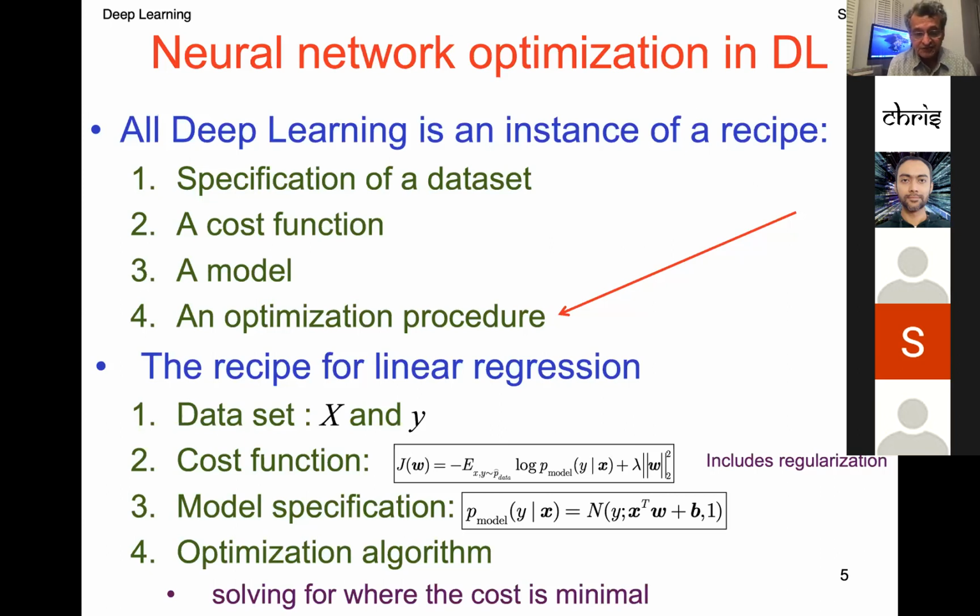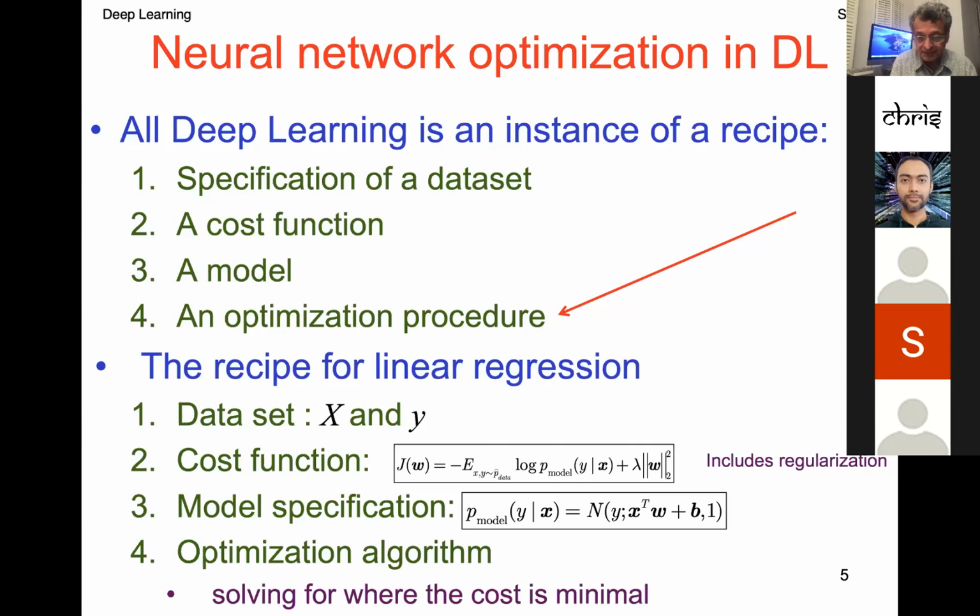The cost function we would specify would be something like J(W) equals the expectation, which is the sum over all the samples in the data of some loss function, in this case negative log p_model of y given x, plus lambda times W squared. Where did we get that log p of y given x? We're specifying the model in regression: p_model of y given x is the normal distribution of y given x transpose W plus b, with a variance of one. That's a normal distribution whose mean is x transpose W plus b, corrupted by noise. And that model leads to a maximum likelihood formulation.